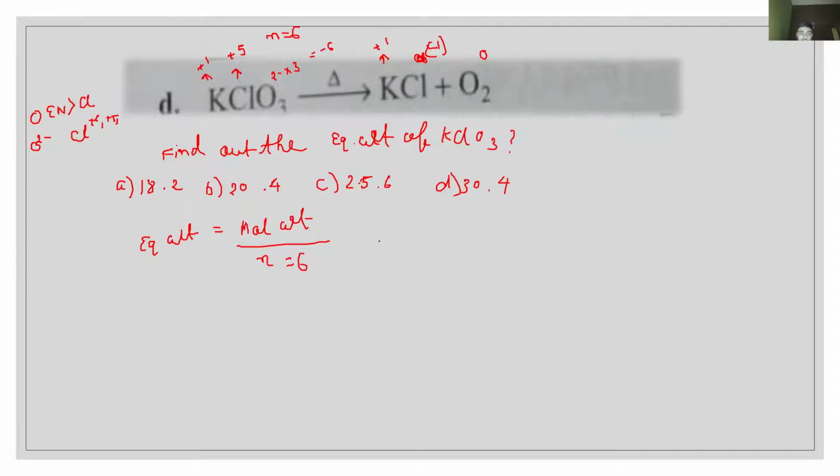What is the weight of KClO3? 39 plus 35.5 plus 3 into 16, 48. So 48 plus 60, 108 plus 9, and 117 plus 5, 122.5. 122.5 by 6 gives 20.41. So the answer is B. So I hope you have got the right answer.